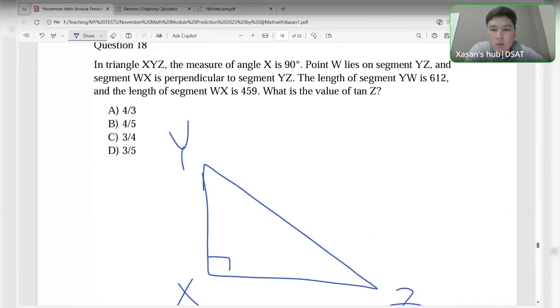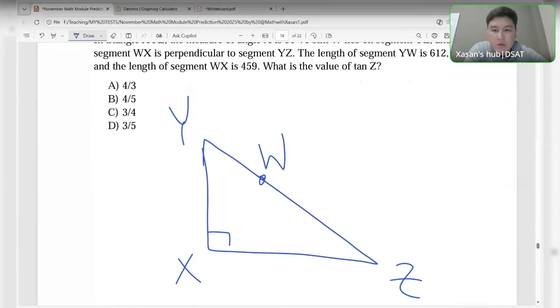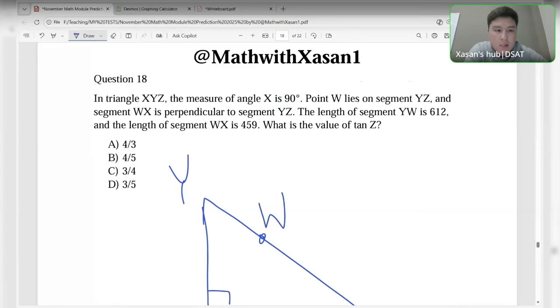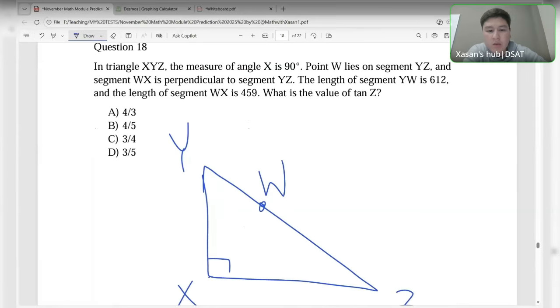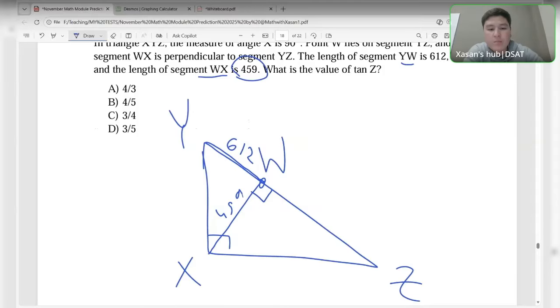And the question is saying that point W lies on segment YZ. Point W, let's put it here. And segment WX is perpendicular. So we have a segment WX like this. The length of WY is 612. And the length of segment WX is 459. And the question is asking to find tangent Z.